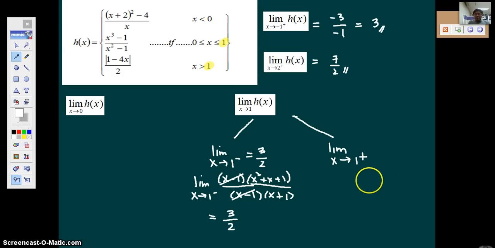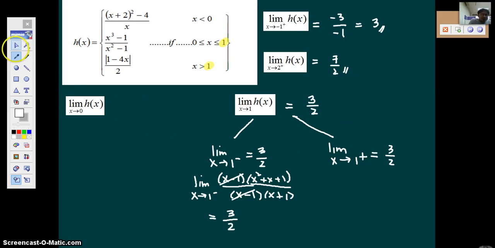Now let's have the right-hand limit, approaching 1 from the right side. If we are approaching 1 from the right side, we are at values right of 1, meaning we should use this third condition, greater than 1. So we can substitute 1: it's simply 1 minus 4 times 1, that will be -3. The absolute value of that is 3 over 2. Now, see that the left-hand and the right-hand limits are approaching the same value and they are equal, therefore the limit of h of x as x approaches 1 is 3 halves.